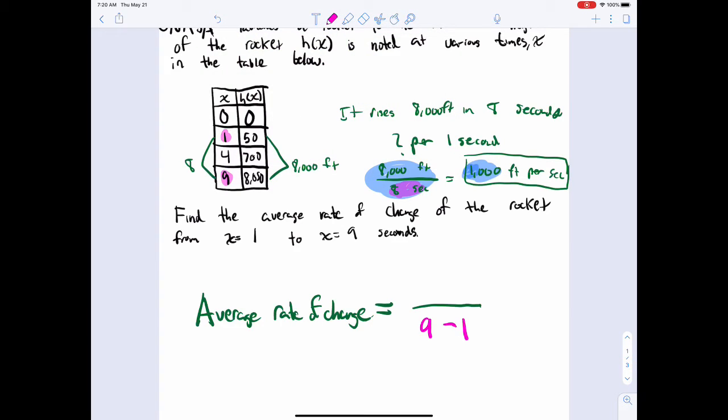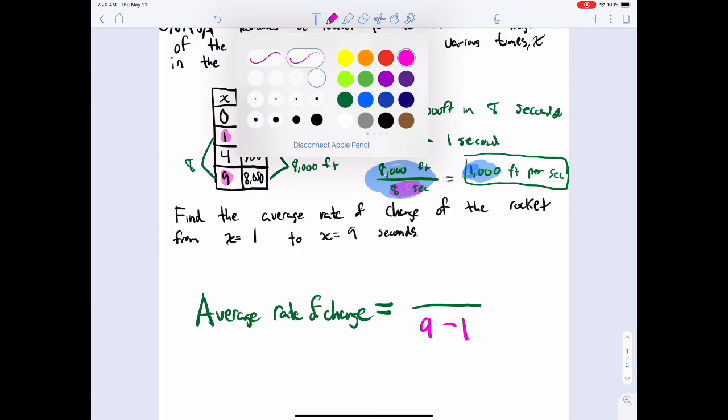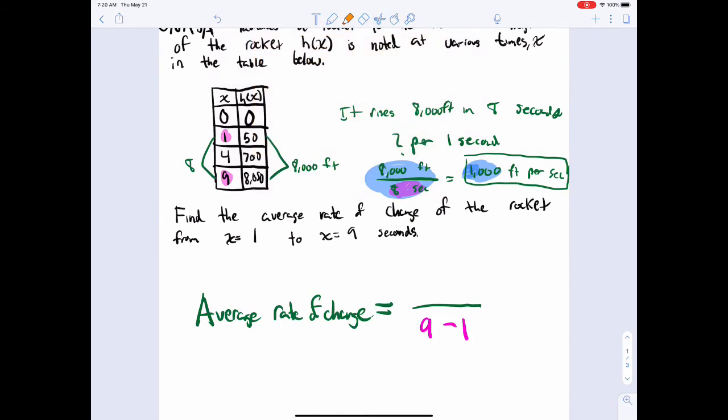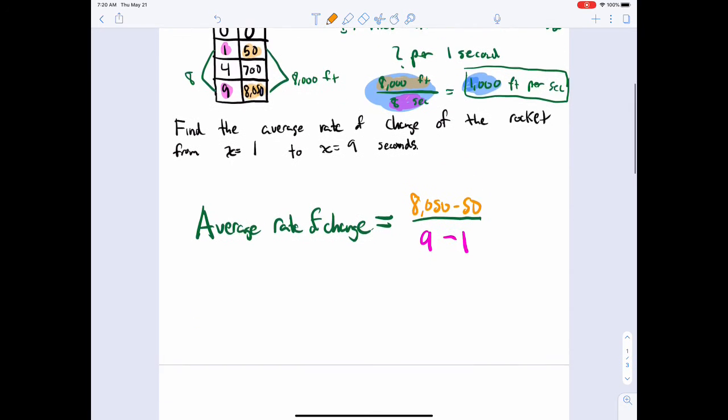And then where did the 8,000 come from? If we backtrack again, the 8,000 came from subtracting these two numbers. So subtracting 8,050 minus 50. And then that's where our answer was.